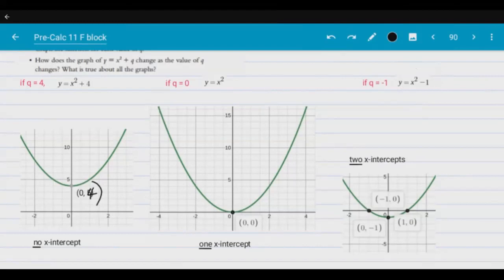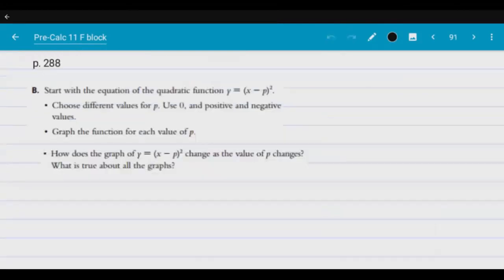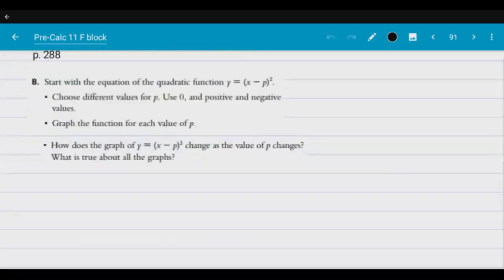Next, y equals x minus p, squared. Choose different values for p. Use 0 and positive and negative values. Graph the function for each value of p. Same thing. I'll stop here for a while, and I'll ask you to do that for now.